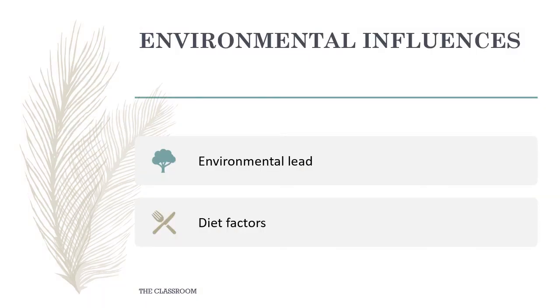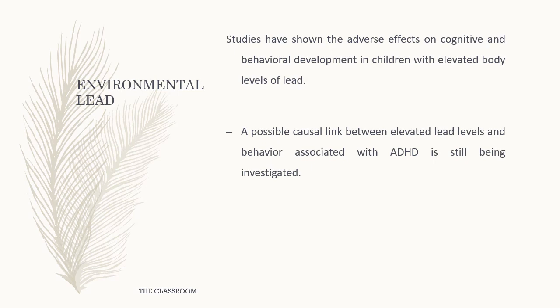Now let's talk about the environmental influences. So there are two major points in environmental influences. The first one is environmental lead, and the second one is the diet factors. So studies have shown the adverse effects on cognitive and behavioral development in children with elevated body levels of lead. A possible causal link between elevated lead levels and behavior associated with ADHD is still being investigated.